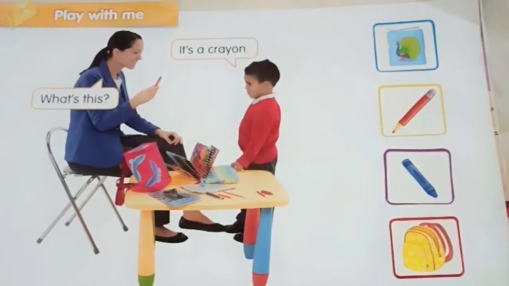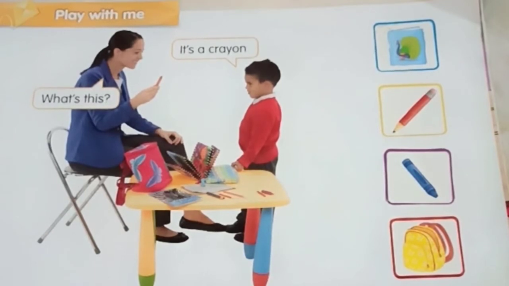Okay, now kids, if I ask you what's this, you must give me an answer like this: it's a crayon, in a complete sentence. Not a single word. Try to reply in a complete sentence, like it's a crayon. So you have to repeat this sentence structure with your mama as well.